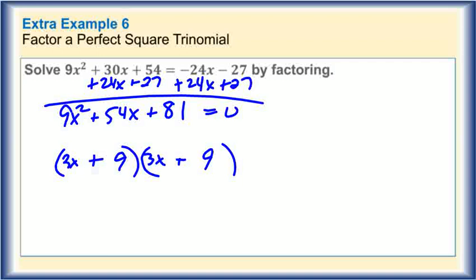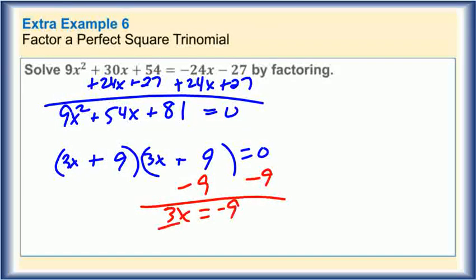So I think 27x plus 27x is 54x. 9 times 9 is 81. 3x times 3x is 9x squared. Since they're both the same, I can just solve for one of them. So I'm going to subtract 9 on both sides. 3x equaling a negative 9. Divide by 3. x will equal a negative 3.